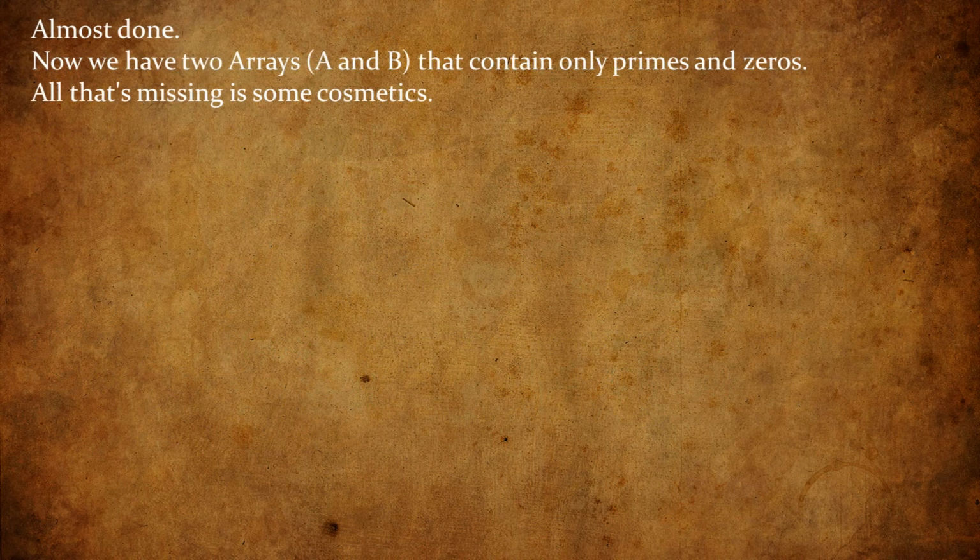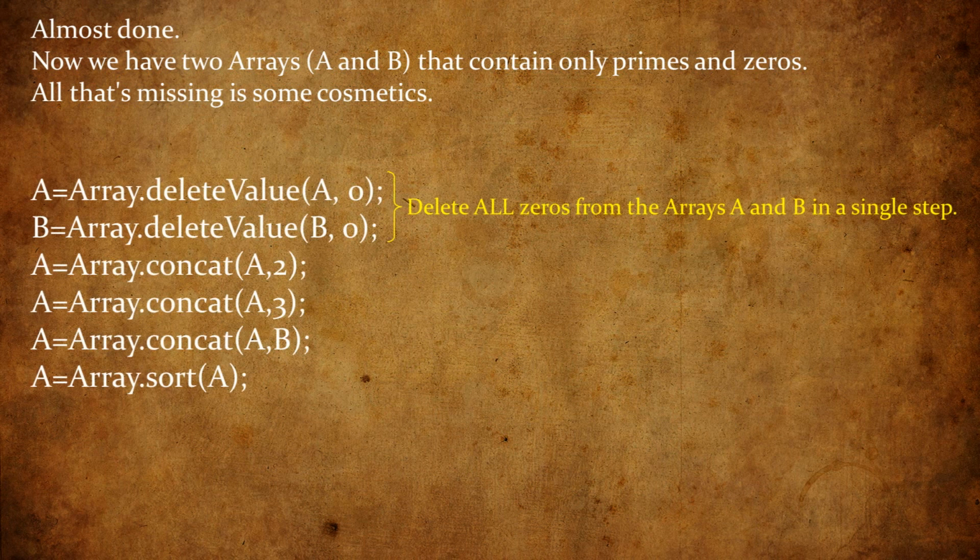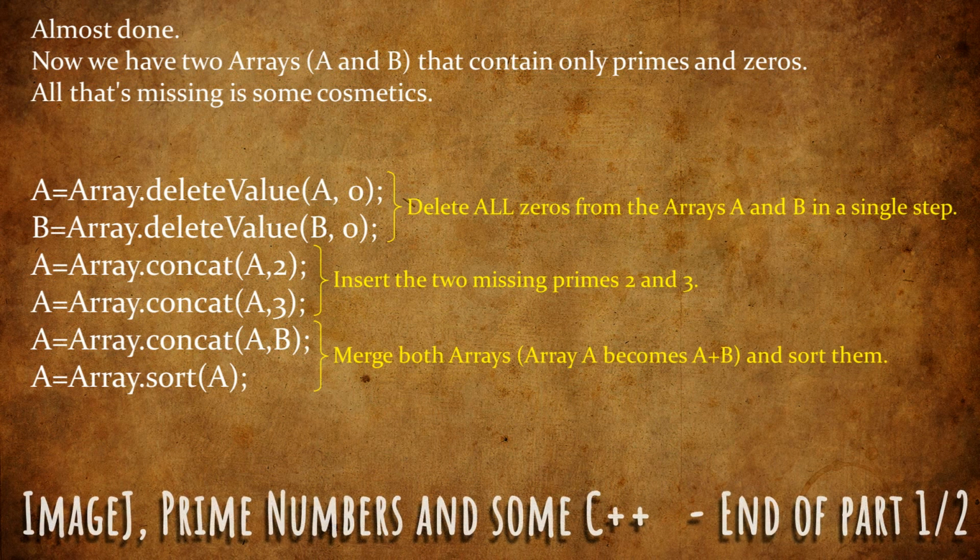Now we are almost done. We have two arrays A and B that contain only primes and zeros. All that's missing is some cosmetics. We delete all the zeros from the arrays A and B in a single step using a single command without looping. We insert the missing primes 2 and 3. We merge both arrays. Here array A becomes array A plus array B, and then we sort our results.